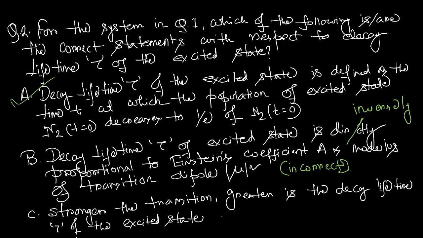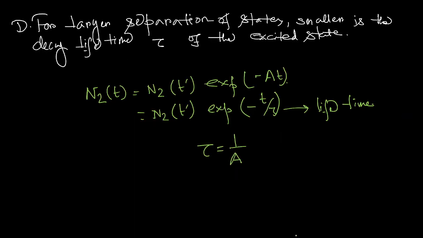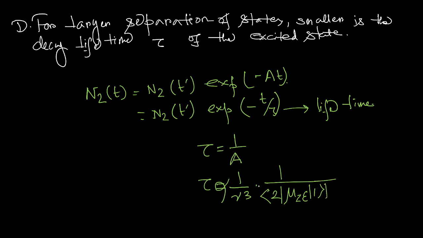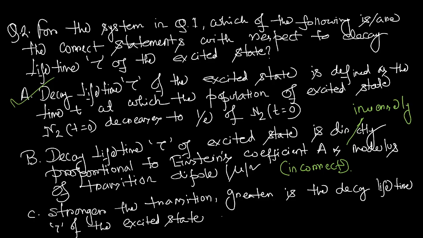Now, the stronger the transition... and if tau is inversely proportional to A, then we can write a proportionality constant, and this is somehow connected to the transition dipole. So this is also inversely proportional to the modulus of the transition dipole. So the total statement is incorrect.